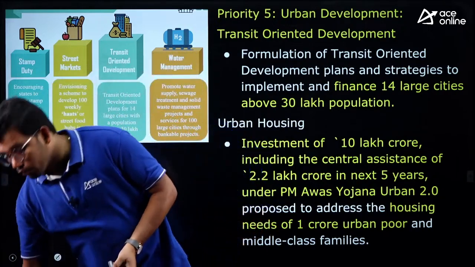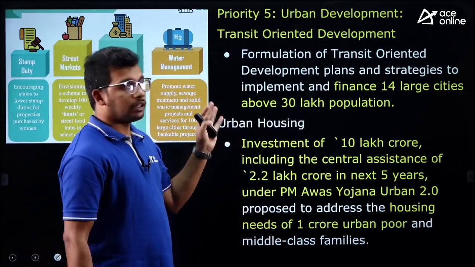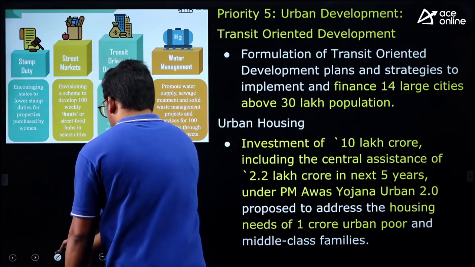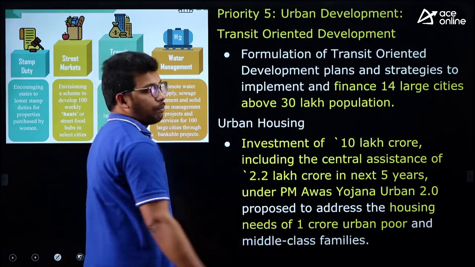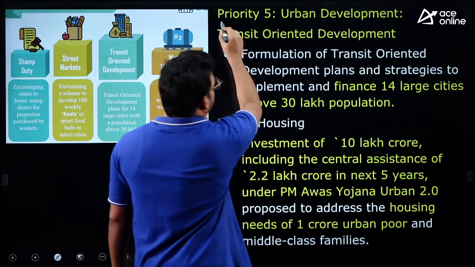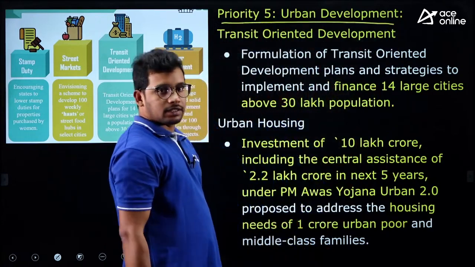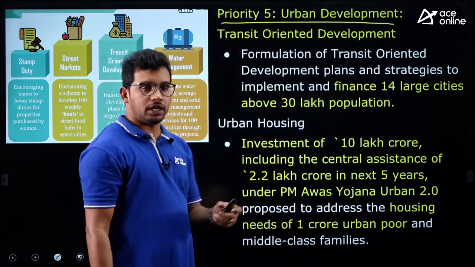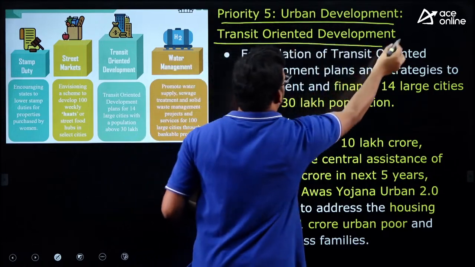Now we will go for priority 5, that is urban development. Urban development, this is priority 5. Under this, the first objective of the government is to develop transit oriented development.